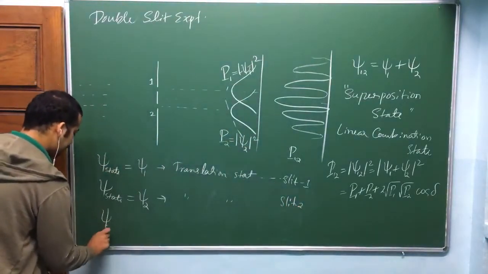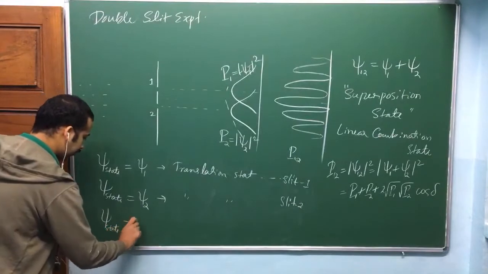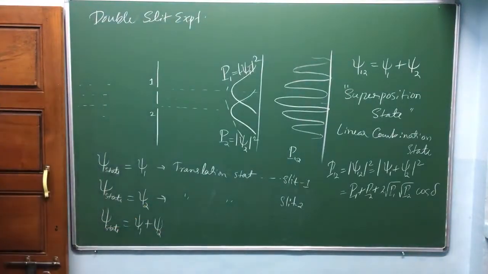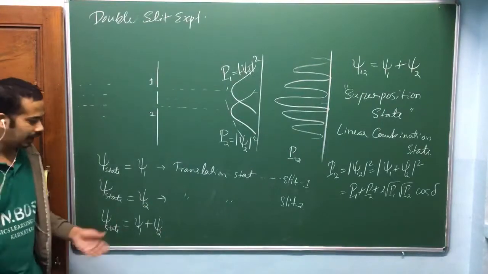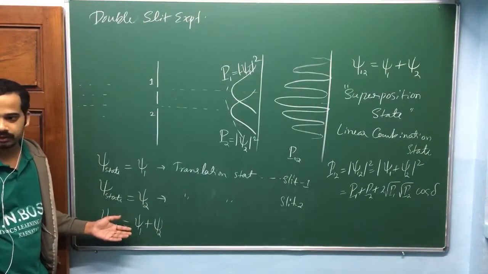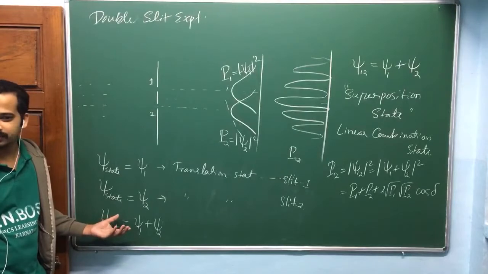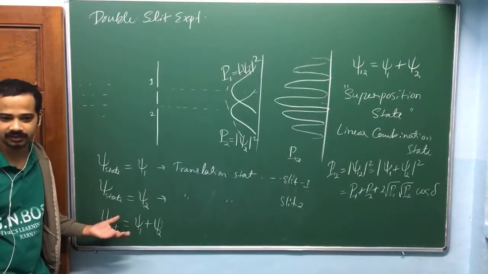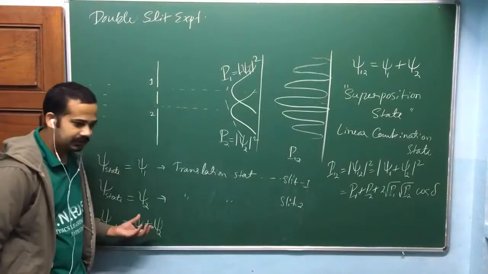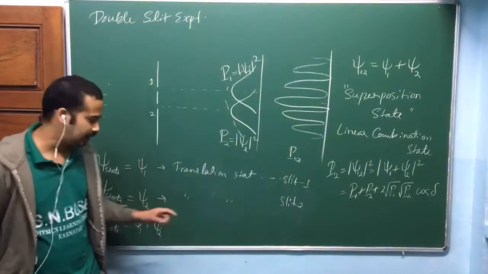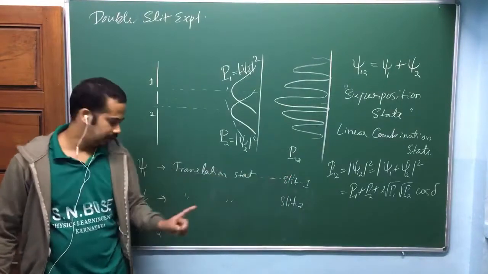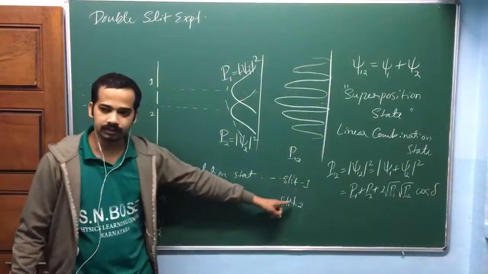Again, the state of the electron can be a superposition of these two, or a linear combination of these two. Now you can't say this is a translational state. Which translational state do you say? It is a superposition of translational states, a linear combination of translational states. You can't give any other word for this, isn't it? Just as I said, psi 1 is the translational state of the electron that passes through slit 1, and psi 2 is the translational state of the electron that passes through slit 2.